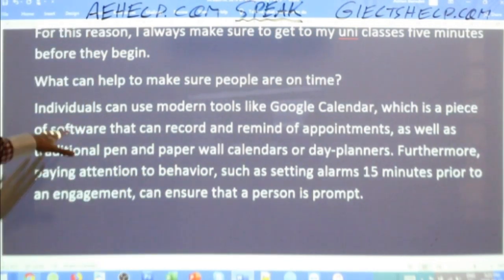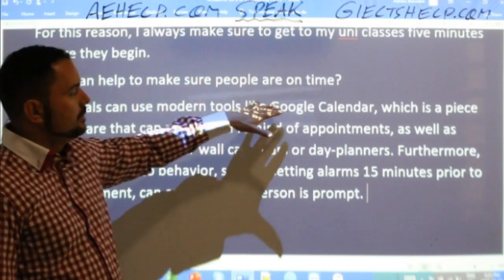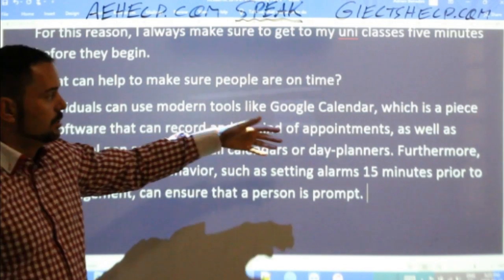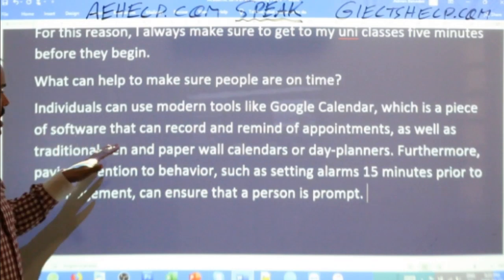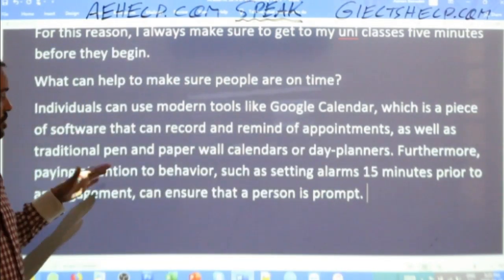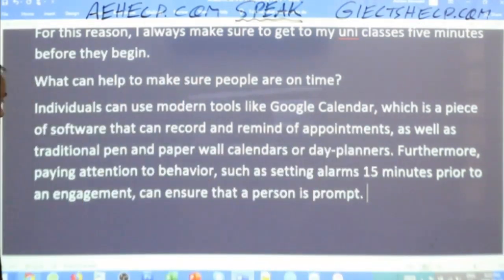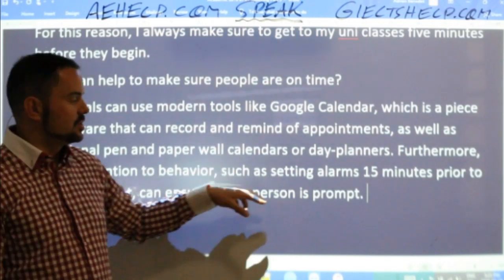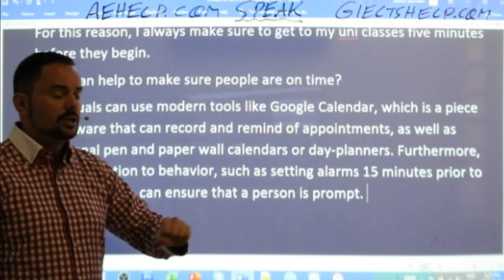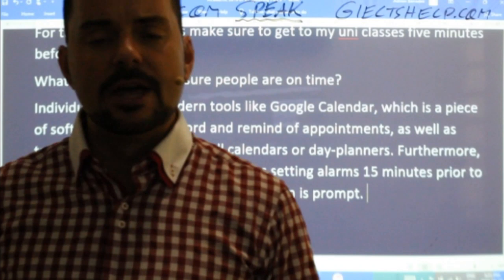So, repeat after me. What can help to make sure people are on time? Individuals can use modern tools like Google Calendar, which is a piece of software that can record and remind of appointments, as well as traditional pen and paper wall calendars or day planners. Furthermore, paying attention to behaviors such as setting alarms 15 minutes prior to an engagement can ensure that a person is prompt. All right? I know that's advanced English.